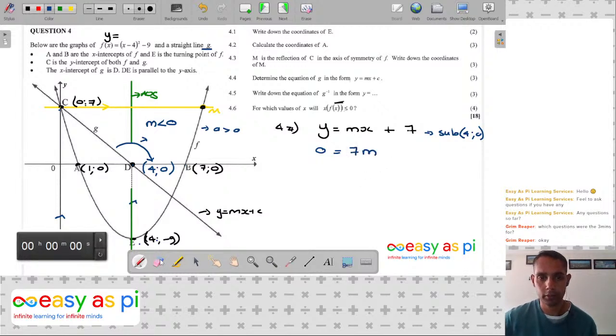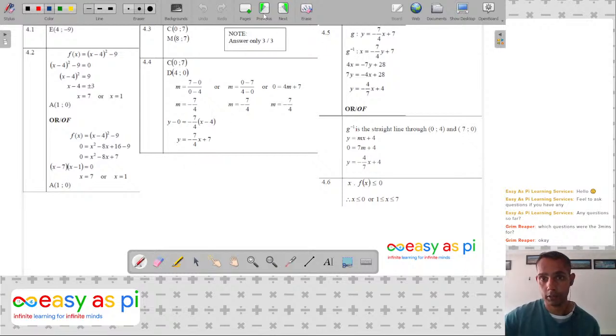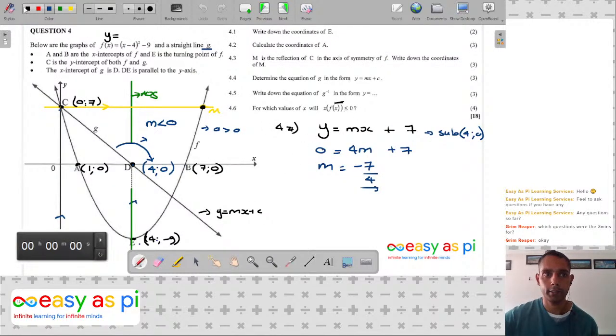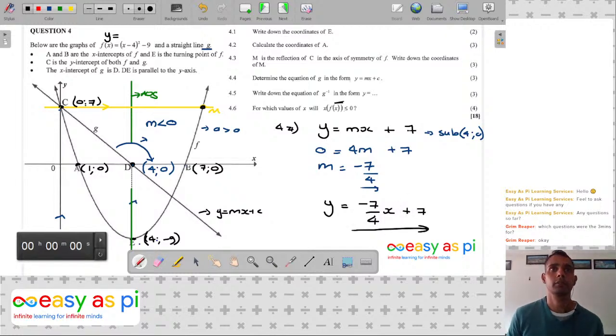Okay, and if I do that, I then get 0 is equal to 7 times m. No, wait, sorry, my apologies. I made a mistake there. 0 is equal to 4 times m plus 7. Take that across, I then get, well, if I work it out, m is equal to minus 7 over 4. Now, that makes sense, right? Because I was expecting that. And of course, from there, I can then say, okay, what is my equation of the line? y is equal to minus 7 over 4 x plus 7. Okay, that's how we do it.